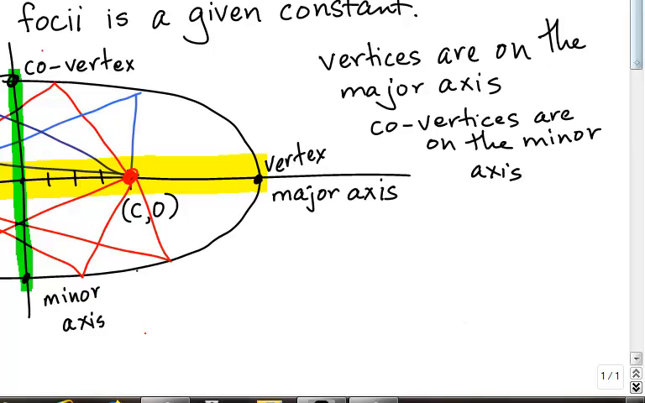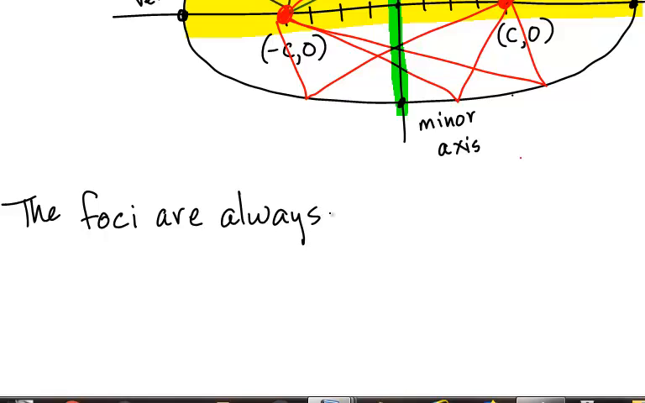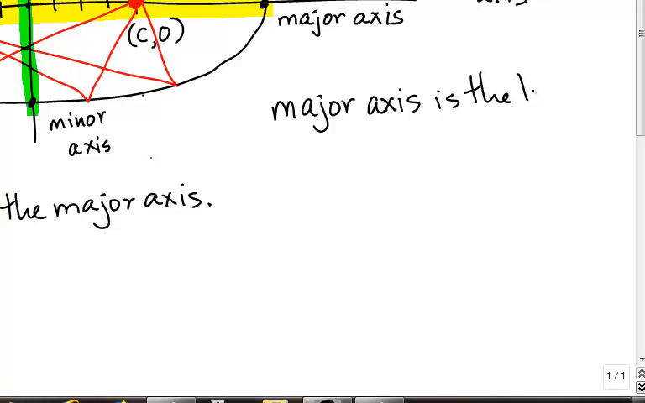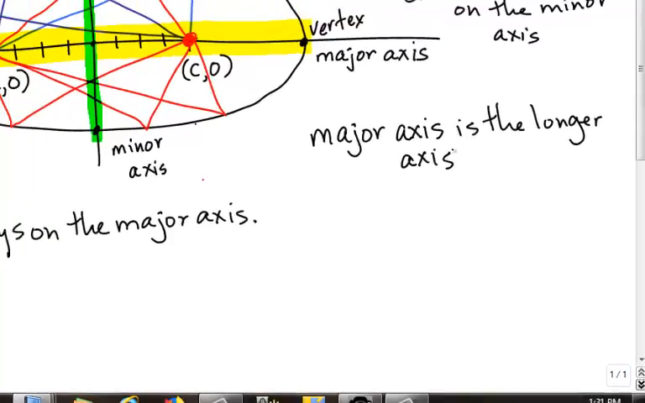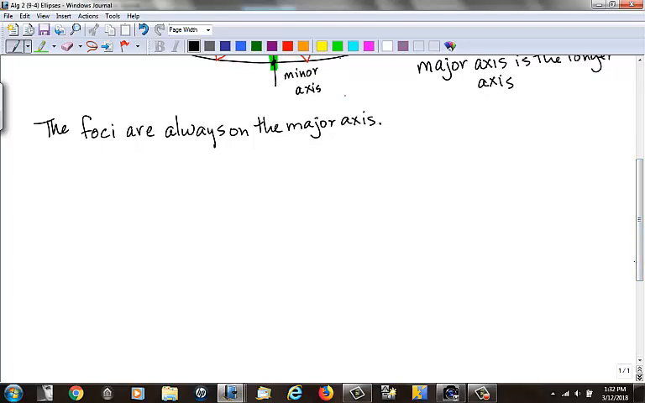Okay, and the foci are always on the major. I guess it's just one eye. The foci are always on the major axis. And you might say the major axis is the longer axis. It's always the longer one. The minor axis is the shorter one. Okay. Now we're going to go through first two main formulas where the center is 0, 0, and then we'll go off center.